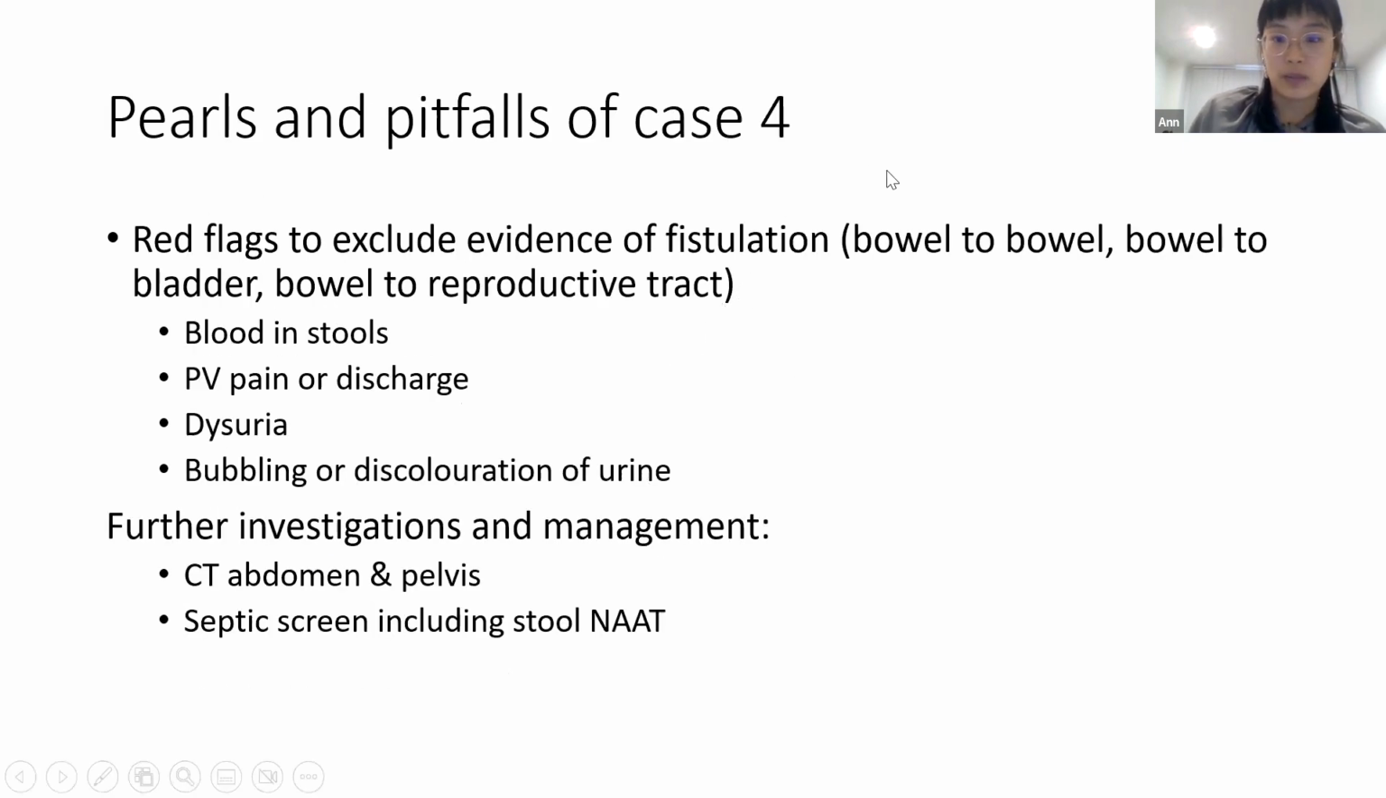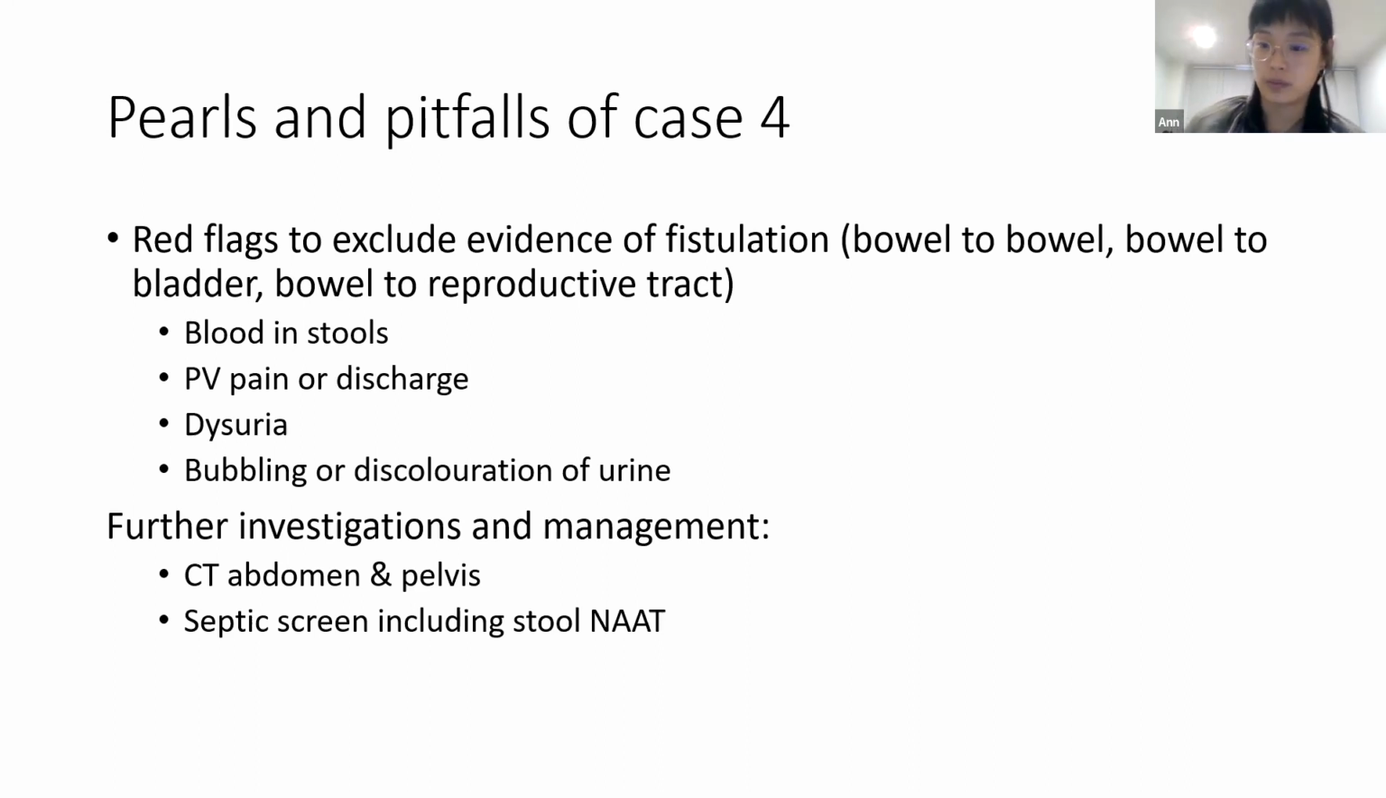As we said before, we want to do some checking for red flags. So we mentioned sepsis. Also, another big thing is fistulation. So bowel to bowel, bowel to bladder, or bowel to reproductive tract, more commonly in women. In this case, if there was bowel to bowel fistulation, you could see blood in stools due to erosion of the wall. You'll see PV pain or discharge in women who have bowel to uterus or bowel to vagina fistulation. You can see dysuria, bubbling or brown discoloration, and flecks of brown in the urine as well.